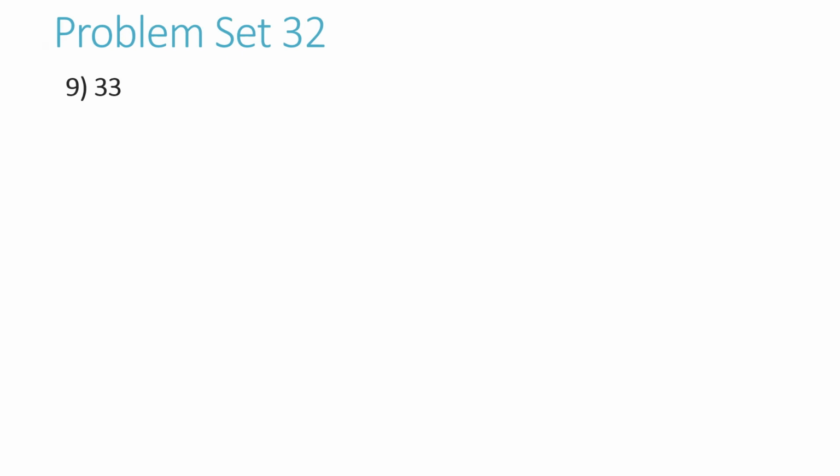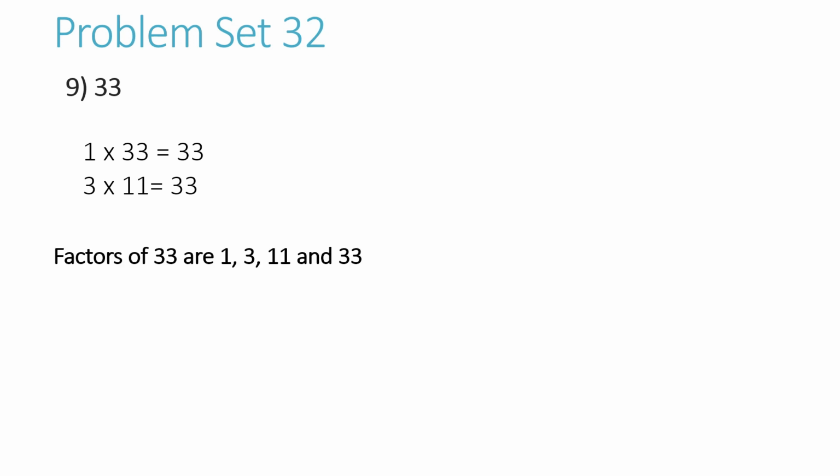For the ninth sum, 33. Find the factors of 33. So start from 1. 1 into 33 is 33. 2 table it will not go. It goes in 3 table. 3 11 is 33. Again other table it is not going. It goes directly in 11 table. So 11 3 is what? 33. One and the same. And 33 1 is 33. So the factors are 1, 3, 11 and 33.